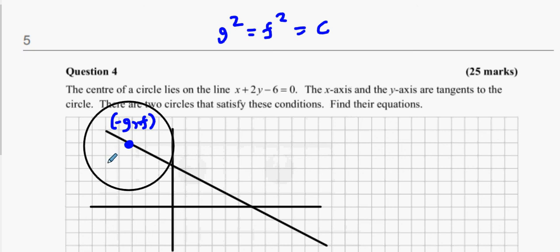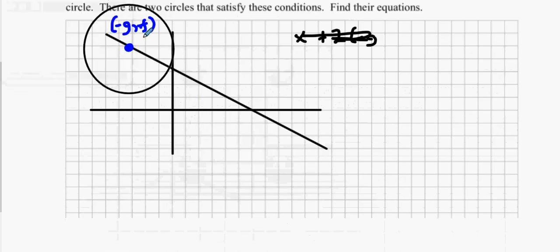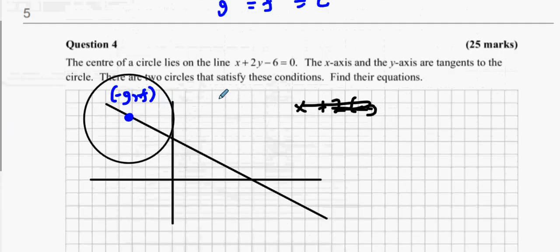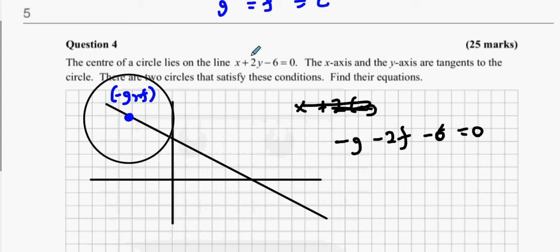Now, find their equations. Okay, so here's what I'm thinking. The point minus g, minus f, which is the center of the circle, lies on this line here. So this point must satisfy this line. I'm going to replace x with minus g and y with minus f. And then we get 2 times minus f, which is minus 2f, minus 6. Then what we also know is that g squared equals f squared. And what I see here is a simultaneous linear quadratic equation. Top one's linear, bottom one's quadratic.